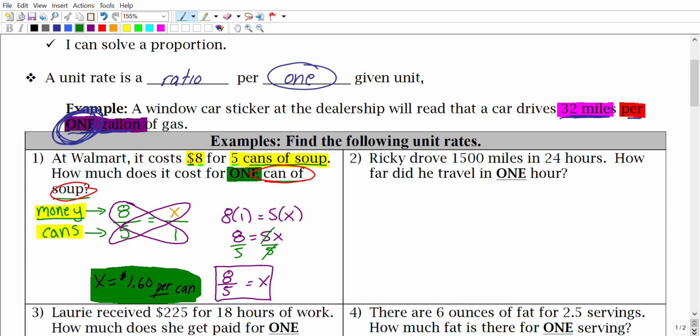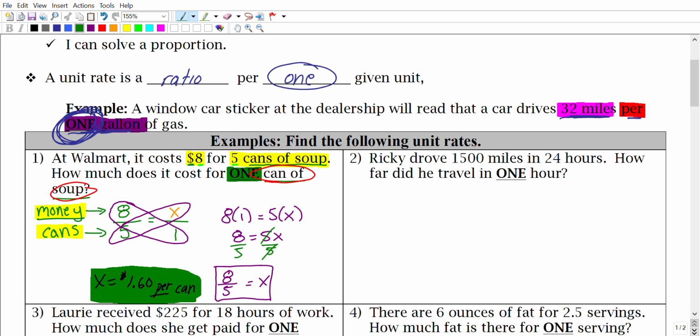All right, after I did that, I took the values that I was given, which were the $8, so I put that on top where the money goes, and I put the 5 in the bottom for the cans of soup. Once I did that, I set up a proportion because I want to know what the price per can is, so I put the 1 at the bottom and an X at the top because that's what I'm looking for.